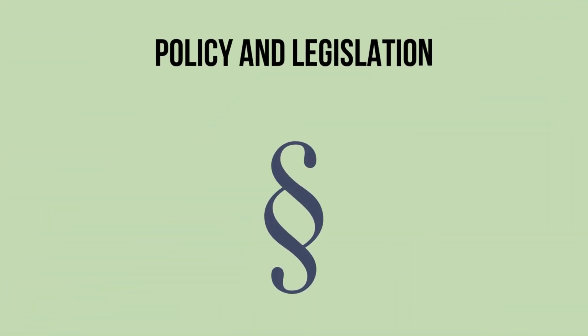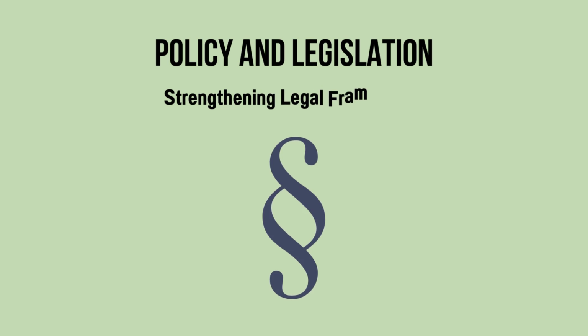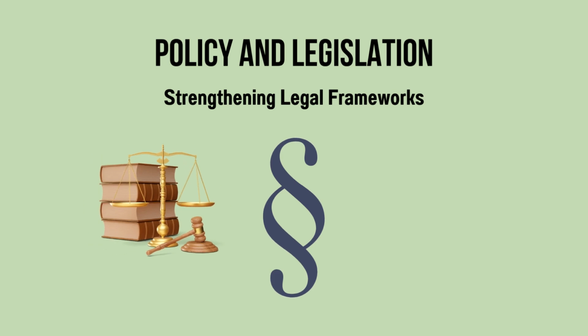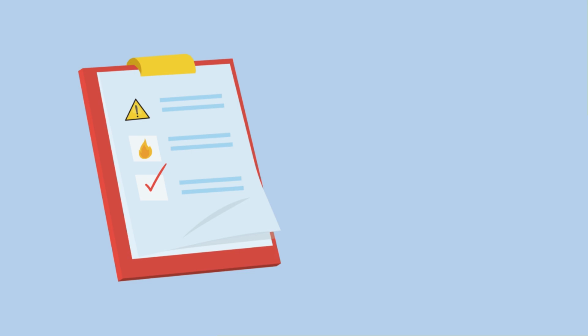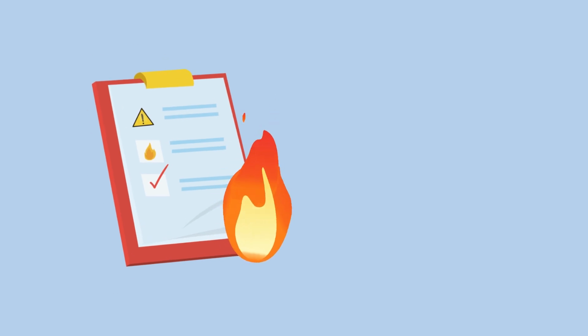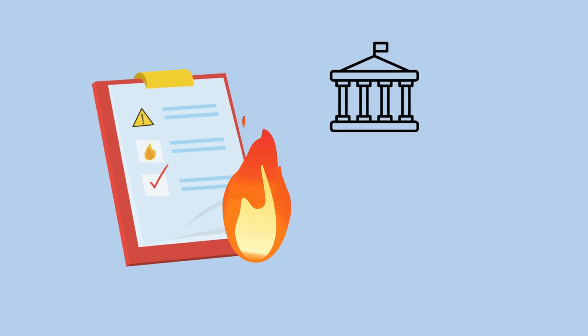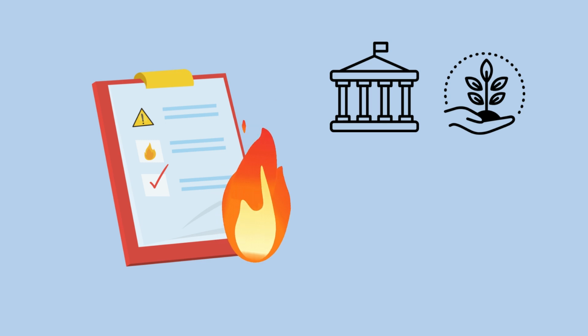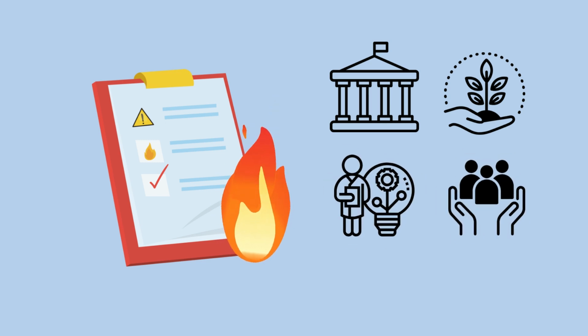Policy and legislation. Strengthening legal frameworks is another key component. Developing and enforcing laws that promote sustainable land use, protect critical habitats, and reduce fire risk ensures long-term impact. Implementing these strategies requires coordination between governments, conservation organizations, researchers, and local communities.